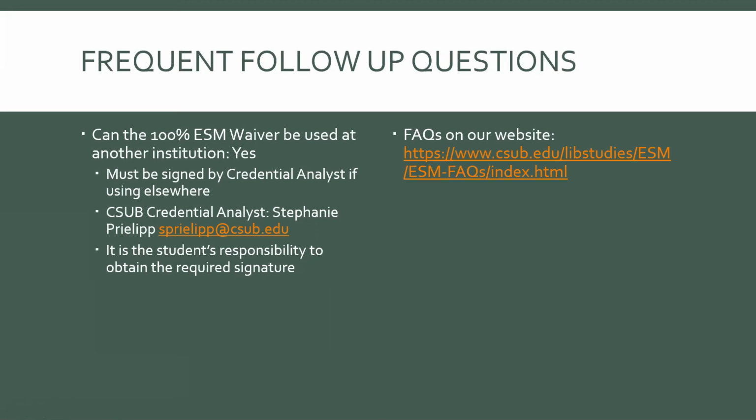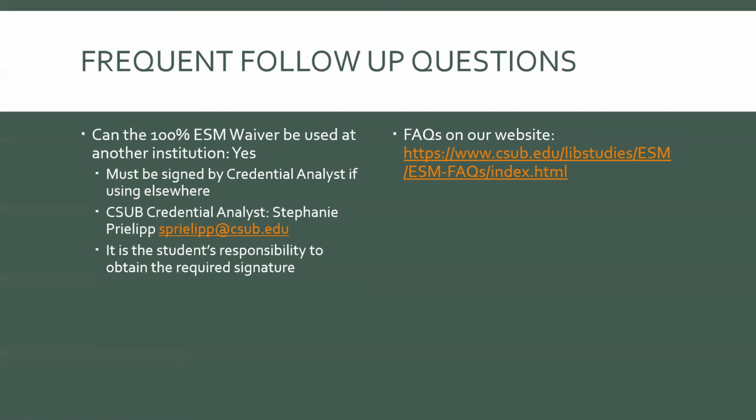However, there is an additional signature that you have to get. When we send you your 100% letter, hypothetically, it's going to have our signature, and then it's going to have our program director's signature, and then there'll be an additional signature line for the credential analyst. If you're going to be attending at CSUB, you don't need to get that credential analyst signature because you're already here. We already have your records and everything.